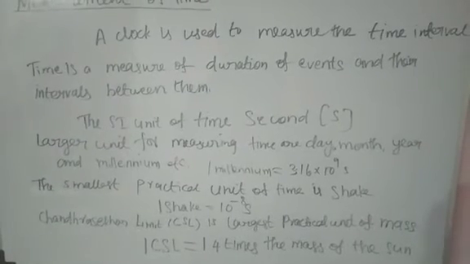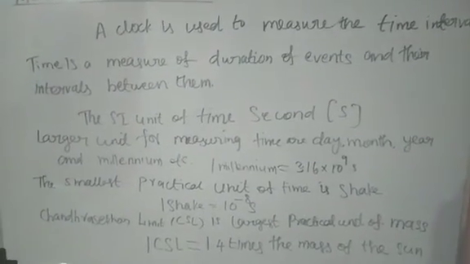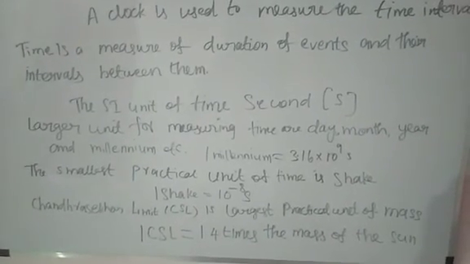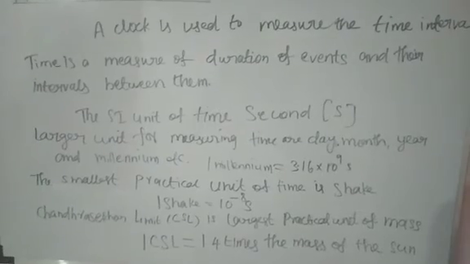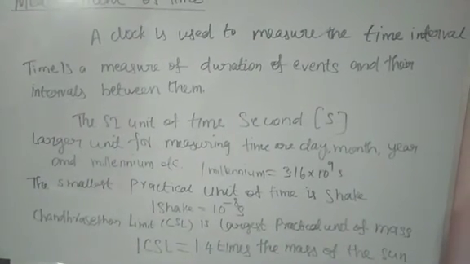Larger mass is measured by the Chandrasekhar limit, CSL. 1 CSL equals 1.4 times the mass of the sun. This is the largest mass measured, by the Chandrasekhar limit.